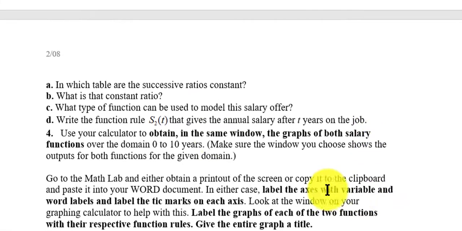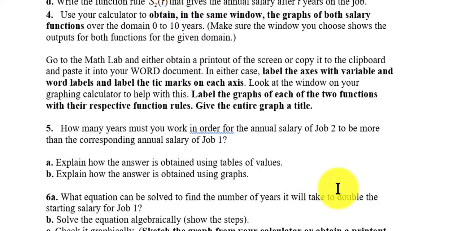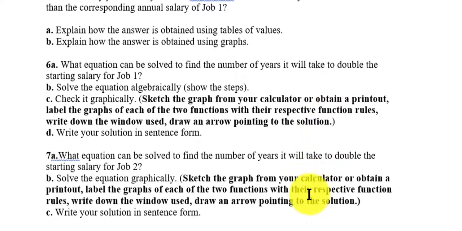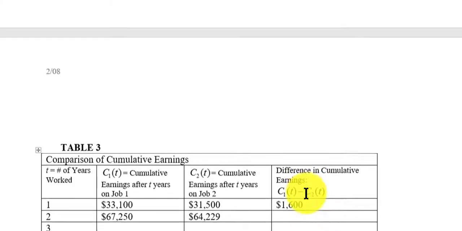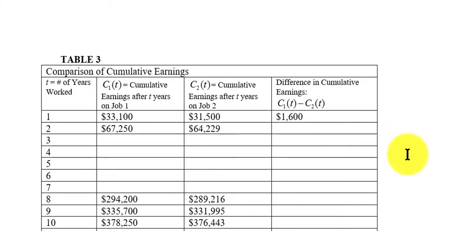Okay, and again, you're just going to go through all the questions one by one and answer them, and that will basically be your lab.